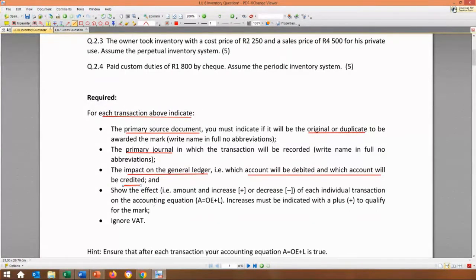And then they also asked you to show the effect on the accounting equation, and you can ignore that. So what they're testing here is Learning Unit 3, our source documents. They're testing the journals, Learning Unit 4, Learning Unit 5, and Learning Unit 6. And then they're also testing the general ledgers that we discussed when we did the journals as well. And then the last thing is we're testing the accounting equation, Learning Unit 2. So in one question, we are testing 4 learning units.